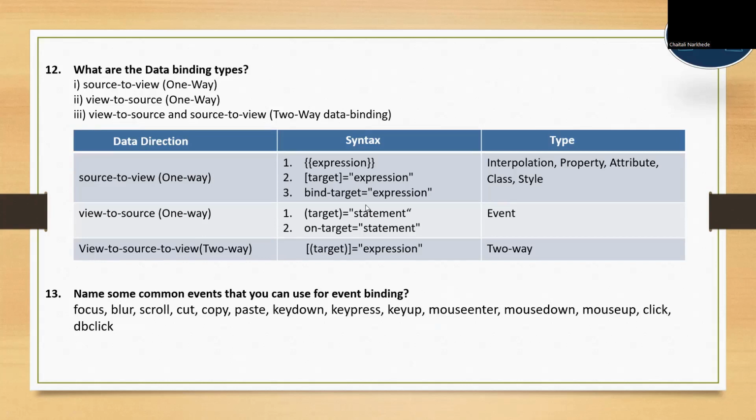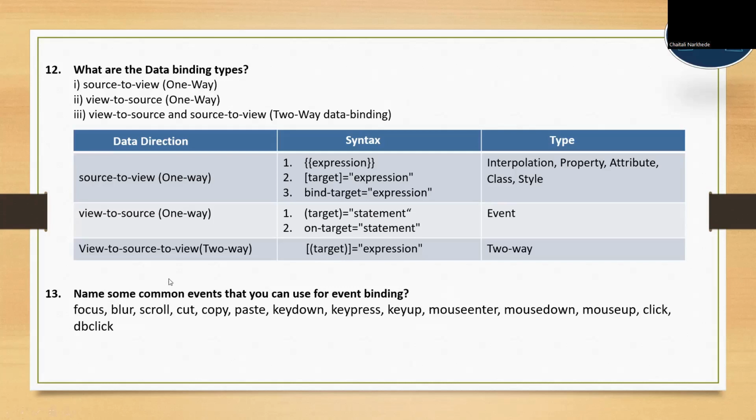Source to view we can perform using interpolation, property binding, attribute binding, class binding, and style binding. And here is the syntax of how to bind data from source to view. For view to source, we use the click event, means when you click on a particular element, we capture that in the component, so that is view to source. And next one is two-way data binding. For two-way data binding, we define some variable in the component and you use it in HTML. So whatever value changes in the component gets reflected in HTML, and whatever value changes in HTML gets reflected in your component. That is two-way data binding.